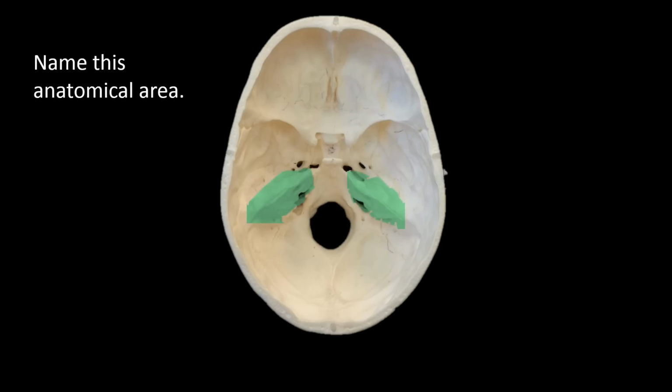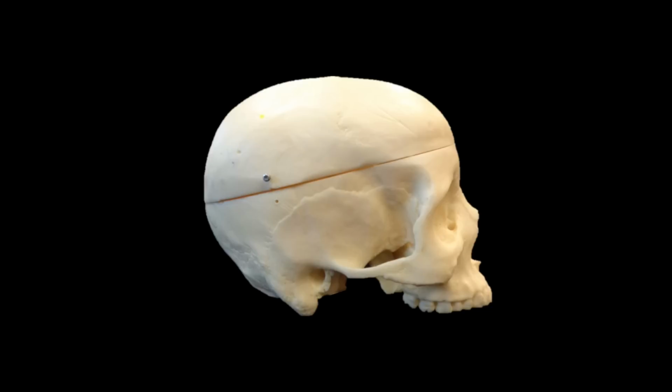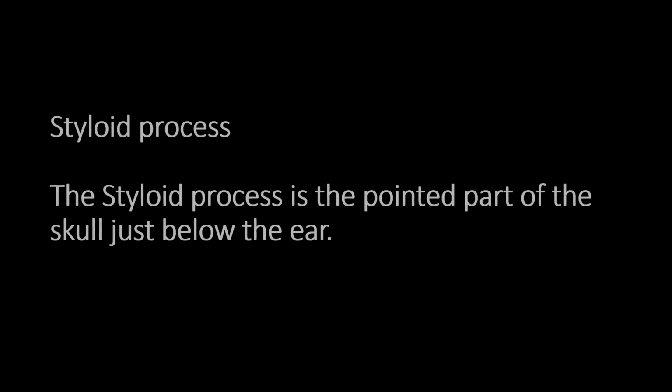Name this anatomical area. Petrous portion. The petrous portion is wedged in at the base of the skull between the sphenoid and occipital bones. It is one of the most dense bones in the body. Name this anatomical area. Styloid process. The styloid process is the pointed part of the skull just below the ear.